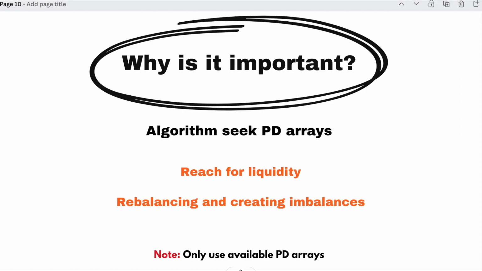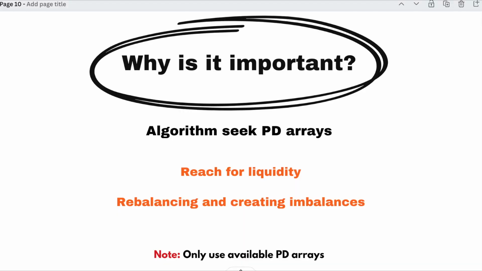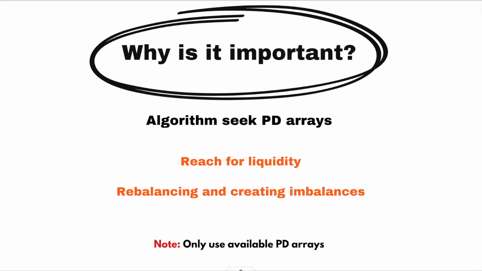Why is it so important to understand the PD Array matrix? Because the algorithm always seeks PD Arrays and it is always reaching for these price points and levels, since price under the algorithm will always draw to liquidity, rebalancing, and creating imbalances. But you need to take note that not all PD Arrays will be present in your price action. Only use what is available, and you will understand later when I show you more examples. Also, mastering the PD Array matrix will help you tremendously with your daily bias, overall direction of the market, and understanding institutional order flow.